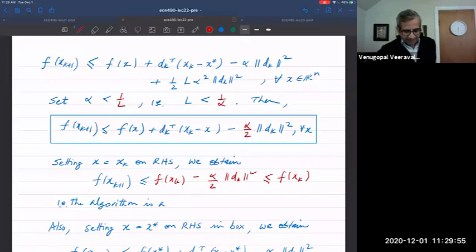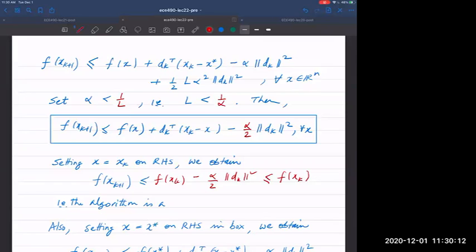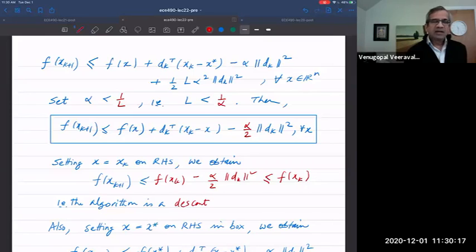What does this mean? This means that if alpha is chosen to be less than 1 over L, then this algorithm is what kind of algorithm? Descent. It's a descent. So you're using a generalized direction, but as long as your alpha is less than 1 over L, it's actually a descent direction. Actually, it can be closer to 2 over L, but 1 over L works.